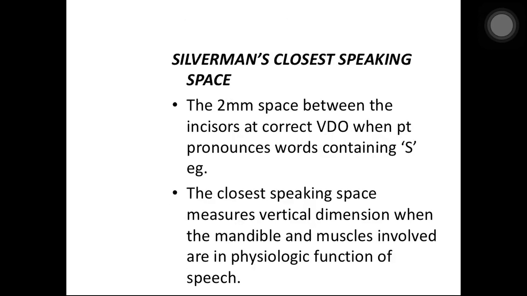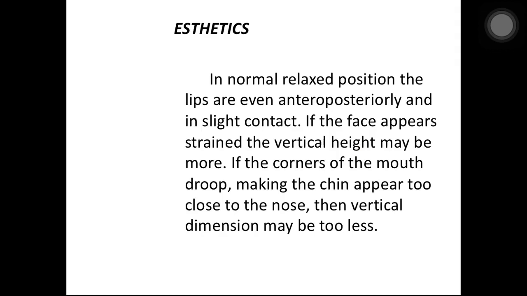Silverman's closest speaking space is basically a space between the incisors at correct vertical dimension of occlusion when the patient pronounces words containing S. The closest speaking space measures vertical dimension when the mandible and muscles involved are in physiologic function of speech. In the method of aesthetics, in normal relaxed position, the lips are even anteroposteriorly and in slight contact. If the face appears strained, the vertical height may be more. If the corners of the mouth droop, making the chin appear too close to the nose, the vertical dimension may be too less.